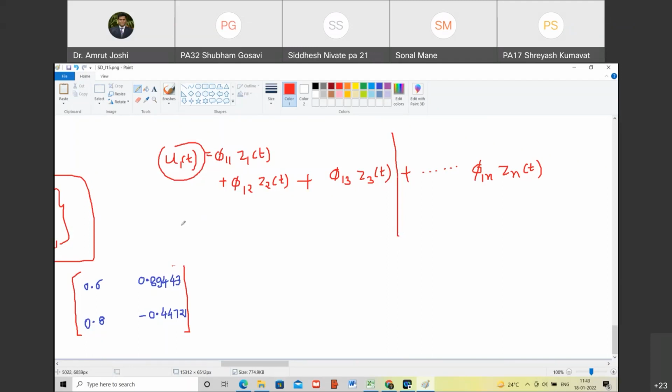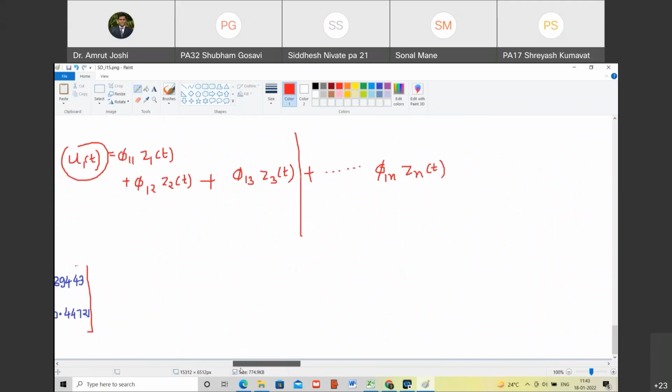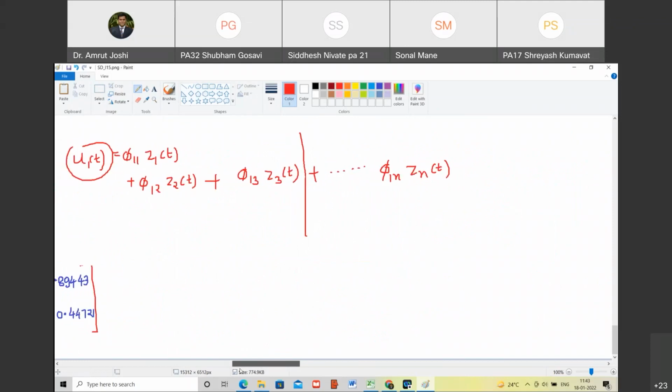Yes, sir. Similarly, how will we write u2 of t? We will write u2 of t as 521 of z1 of t, 522 into z2 of t plus 532 into z3 of t, and so on. There also we will take only the first two or three modes' terms, and the rest of the terms we can neglect because they are vanishing to zero at a faster rate. Are you with me? Yes, sir.